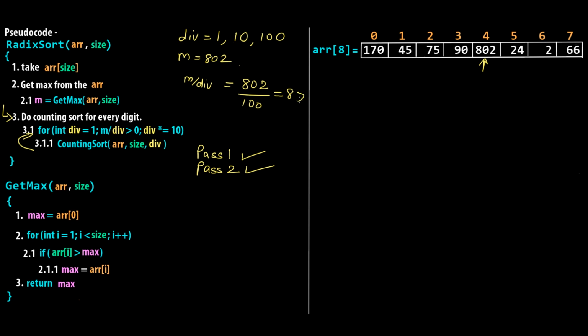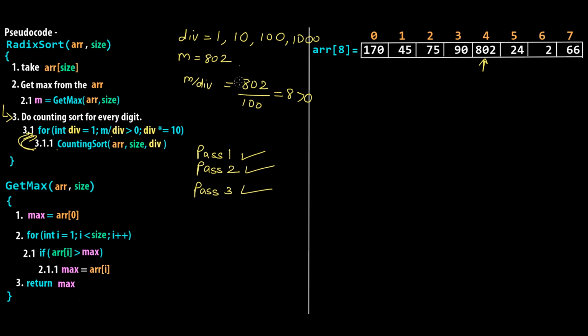Now 8 is still greater than 0. Obviously, that is the condition: m by div should be greater than 0. So this is true. So we will have pass 3, right? And now let's say again the counting sort is called. We again come back to the for loop. This time div becomes 1000 because div star equal to 10 would be 100 into 10. So 100 into 10 would be 1000. So div now becomes 1000.